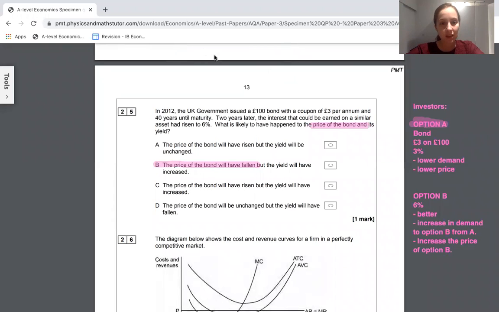To explain why the yield has increased, this is really, really cool. If the price falls, for example, imagine P2 is £80, it's still paying you £3 per year. So £3 is like 3.75% of £80. So you're getting a higher return on your money if you were to buy the bonds at this period of time compared to if you had purchased it before, so your yield increases.